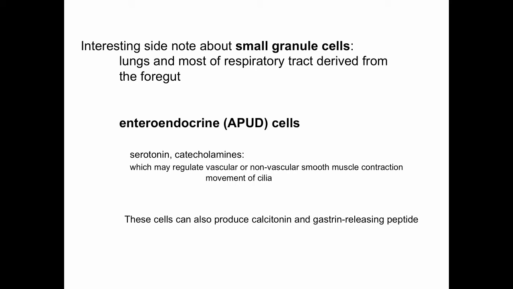And the small granule cells in the respiratory tract, there actually may be several different classes of them, but they can secrete substances like serotonin and catecholamines, and these substances may regulate vascular or non-vascular smooth muscle contraction, and they may play an important role in secreting paracrine hormone substances that play a role in the activity of the cilia in the respiratory tract. These small granule cells are also known to produce calcitonin and various gastrin-releasing peptides.